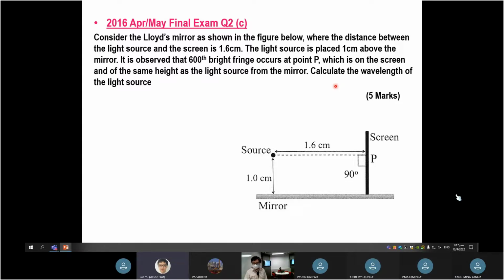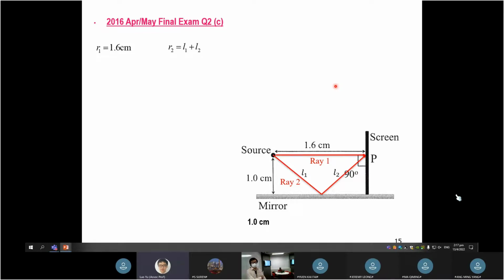Okay. So now let's look at how to solve this question. We are looking at the bright fringe at point P. First we need to understand this bright fringe is formed by light directly emitted parallel to the mirror, without any reflection, arriving at point P. The second ray is reflected from the mirror and then arrives at point P. Of course, you can say one goes a straight trajectory, the other goes this curved one.